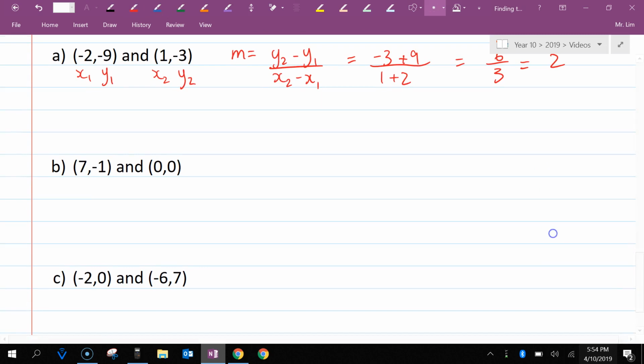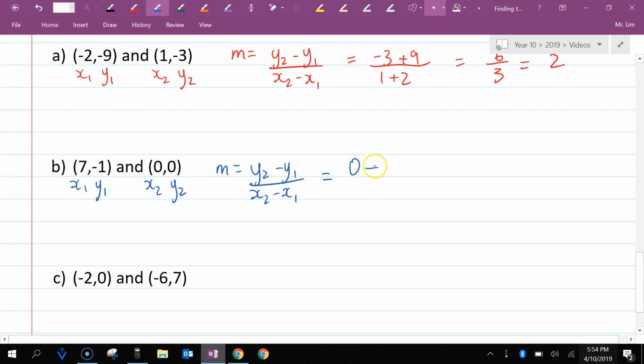Let's have a look at B. m is equal to y2 minus y1 over x2 minus x1. Label x1, y1, x2, y2. y2 is 0. We're going to minus y1, which is minus 1. So minus 1 becomes plus 1. x2 is 0. I'm going to minus x1, which is just 7. So this gives us 1 over negative 7, or minus 1 over 7. Because it's negative, our answer tells us that this line is sloping down from left to right.